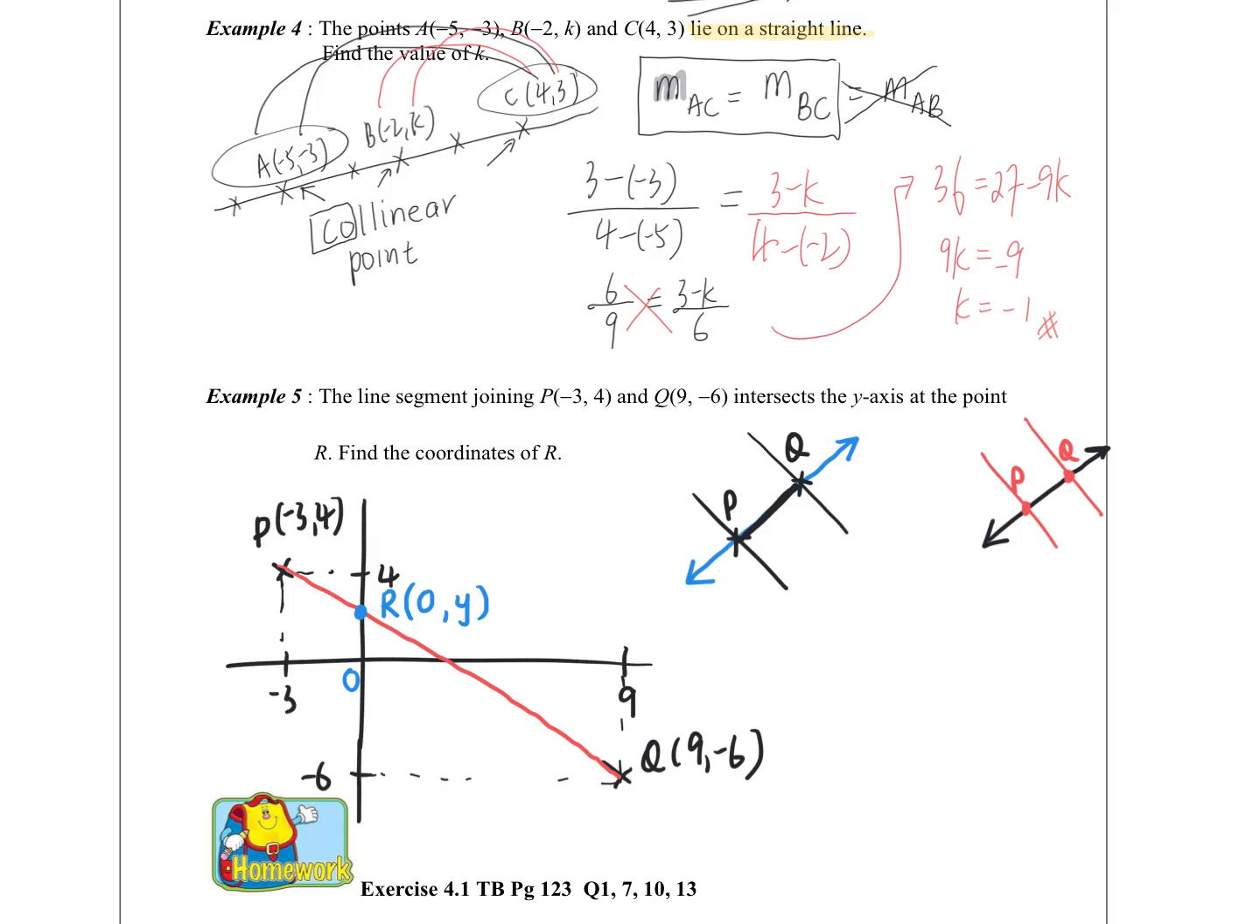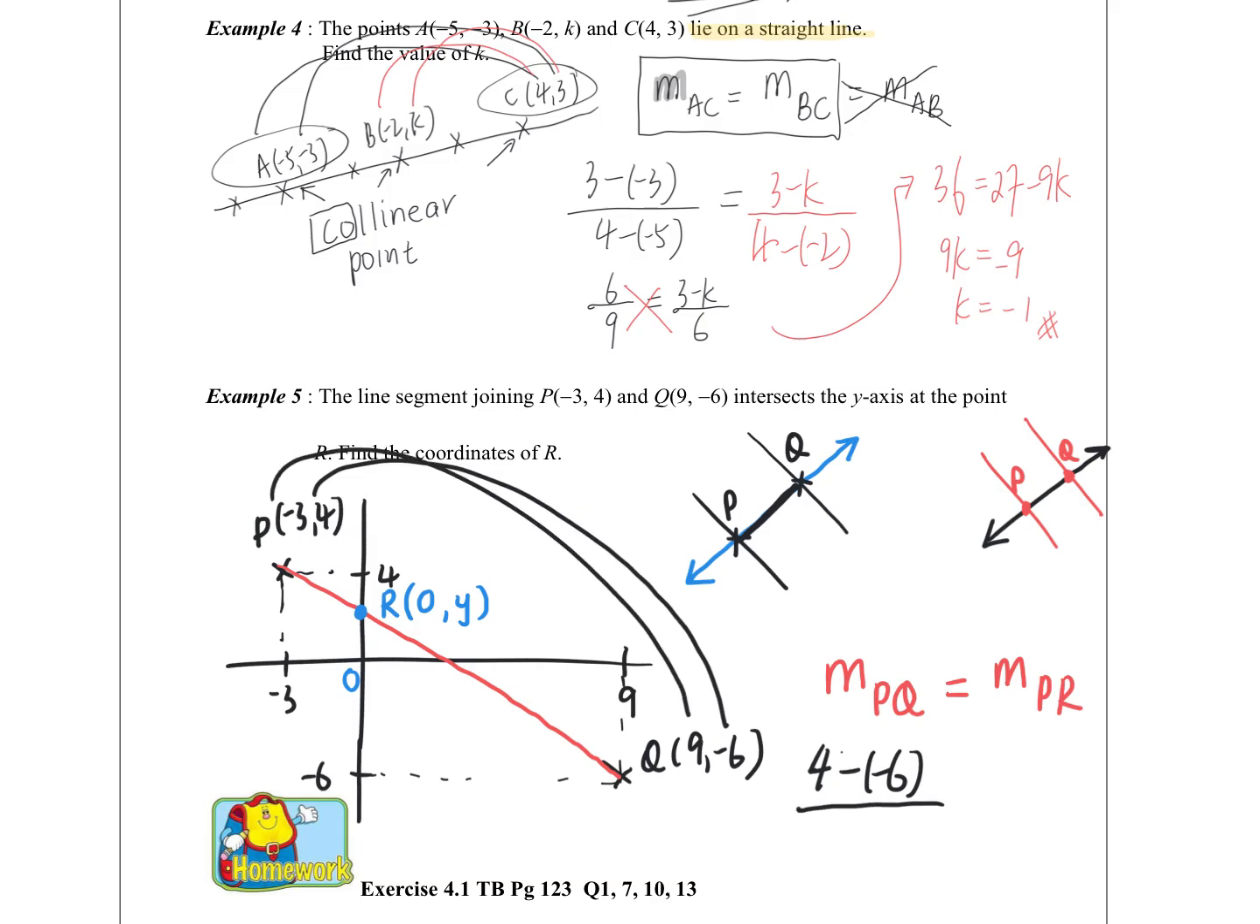These are also collinear points, right? The three points that are on the line. You can also use gradient to help you. So you can set up the equation: gradient of PQ is equal to gradient of PR. It's also equal to the gradient of RQ, but I don't need so many. So I set up my first gradient: 4 minus 6 over negative 3 minus 9 is equal to my PR, right?